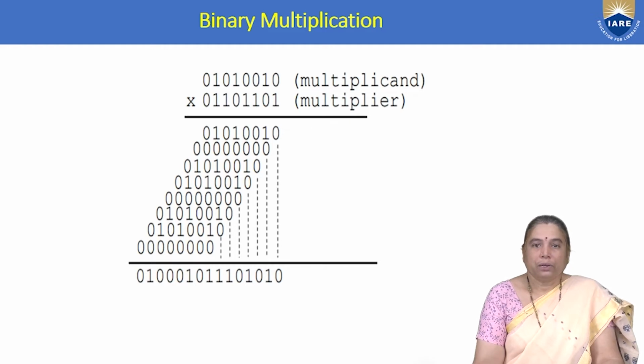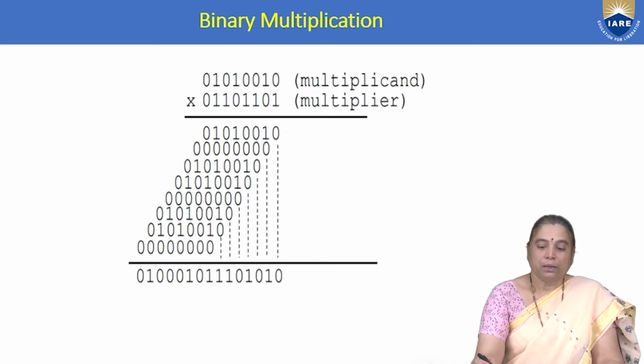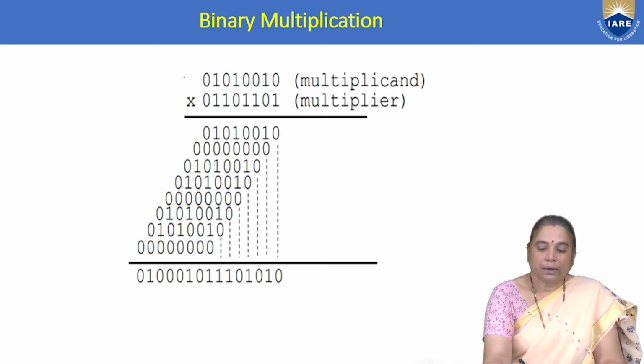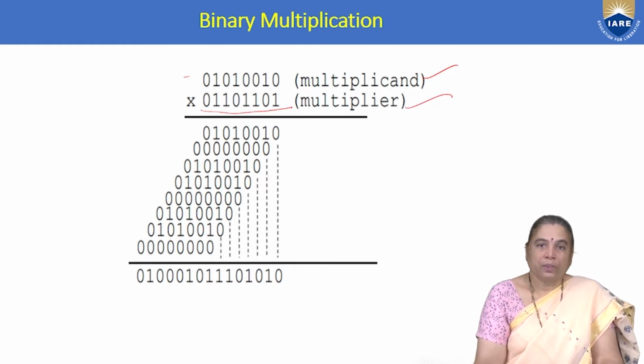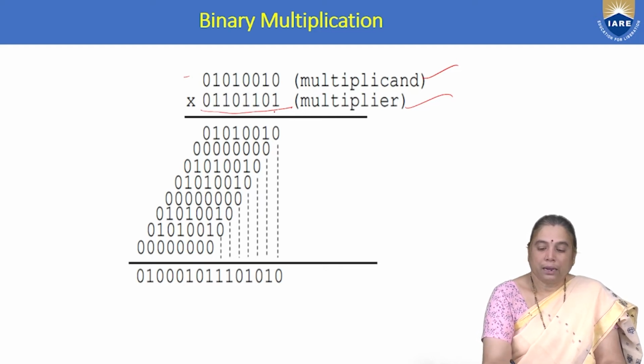If you consider binary multiplication, two numbers are involved. Here, this binary number is used as the multiplicand, and this number is used as the multiplier. How can this multiplication be carried out? Here, the LSB of the multiplier is considered first. It is a 1. 1 multiplied by any number is the same number, so the multiplicand has to be copied here.